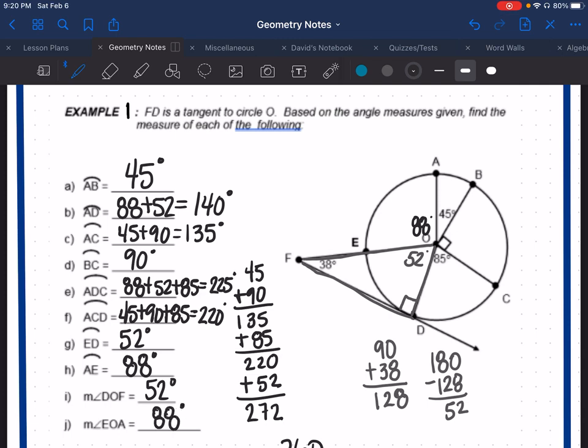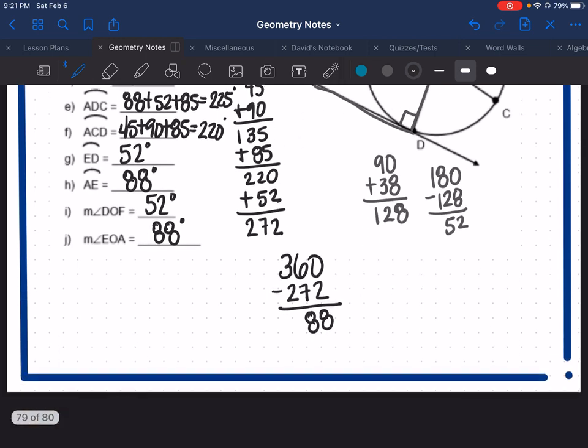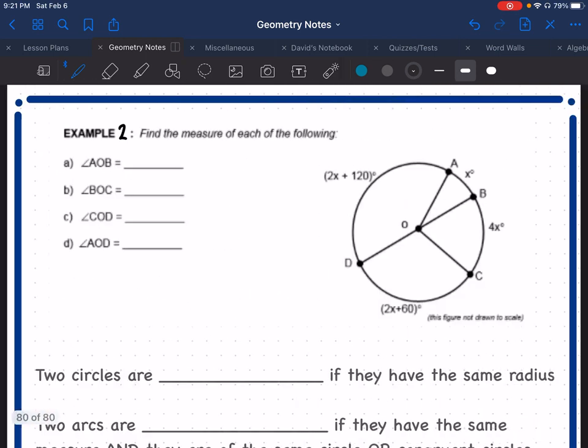All this was adding and subtracting and remembering facts about a circle, 360, and facts about a triangle, adding to 180 degrees. That's all that we were doing here. Let's go ahead and take a look at our next example. Find the measure of each of the following.